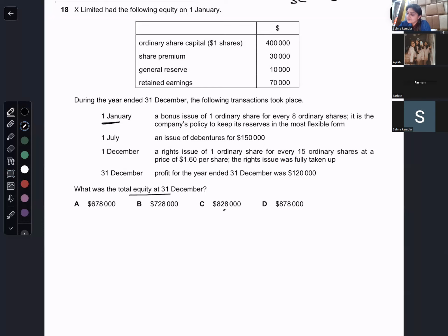X Limited. Bonus issue of one ordinary share for every eight ordinary shares. So on 1st January, they have made a bonus issue of 1 ordinary share for every 8 held. What is the number of shares that is held? 400,000. So the bonus issue is for how many shares? 1 over 8 into 400,000, that is 50,000 shares. Because I'm issuing bonus shares, my ordinary share capital will increase by 50,000.